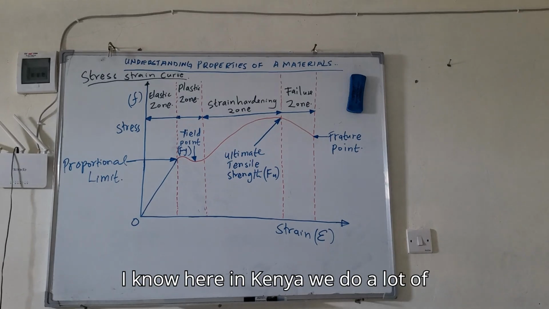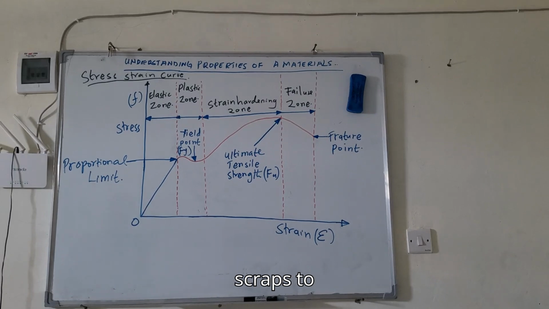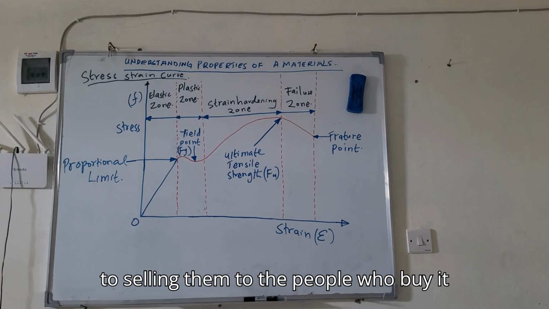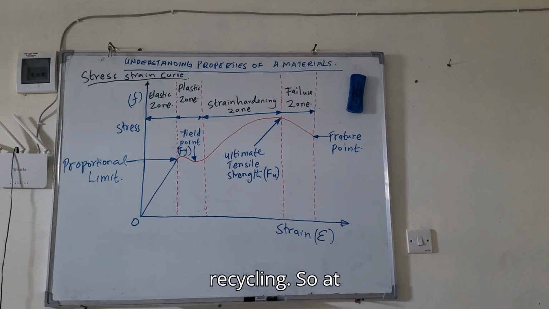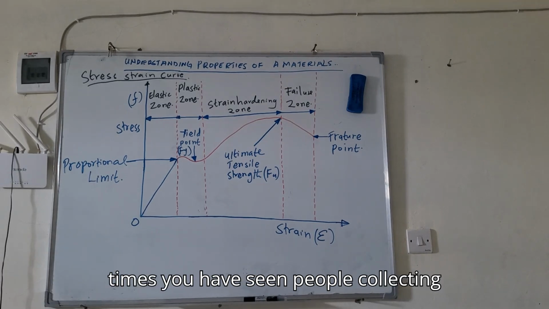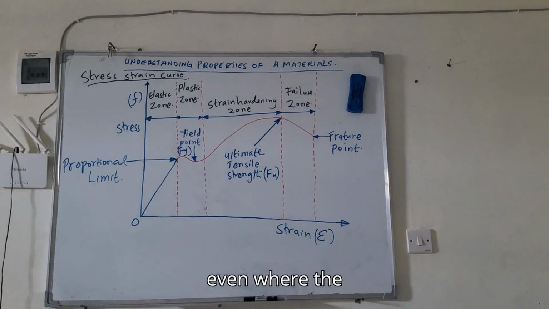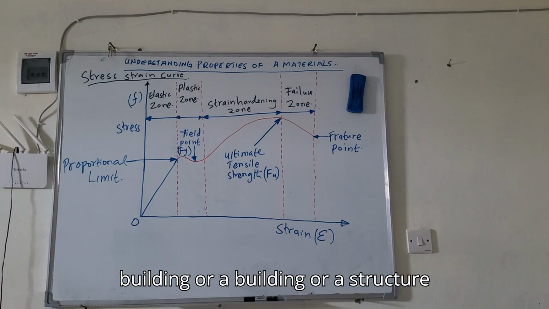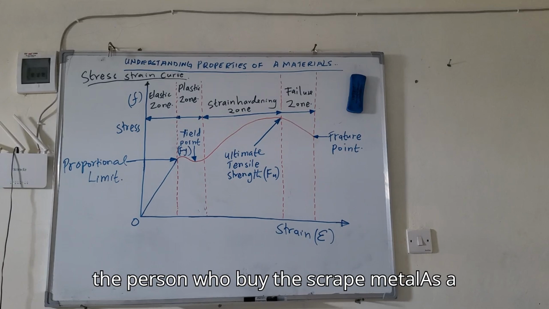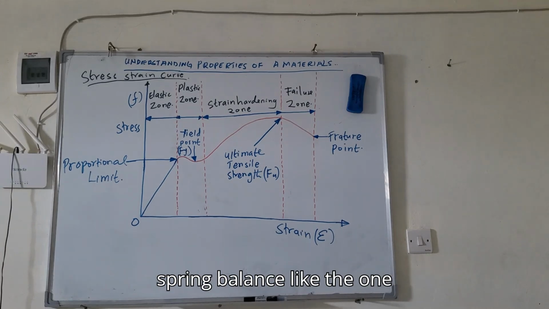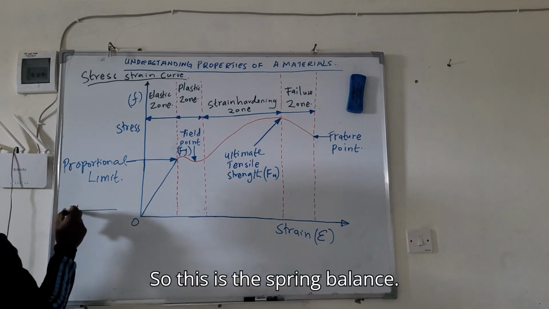I know here in Kenya, we do a lot of business from collecting scraps, to selling them to the people who buy it and take them to the factory for recycling. So at times, you have seen people collecting these scrap metals on the road, or even where a building or a structure has been demolished. So the person who buys the scrap metal has a spring balance, like the one I'm drawing on the board. So this is the spring balance.